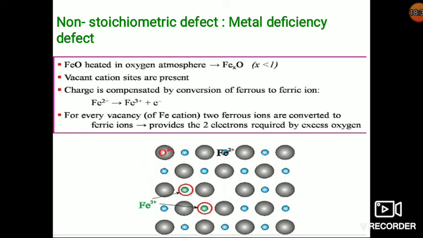Now the charge is compensated by conversion of ferrous to ferric ion. Fe2 plus gets converted into Fe3 plus and an electron. For every vacancy of an iron atom, 2 ferrous ions are converted into ferric ions, which provides the 2 electrons required by the excess of oxygen. Oxygen will accommodate the excess electrons. So that is your metal deficiency defect. Iron 2 plus is converted into iron 3 plus. So one iron 2 plus has to leave its space to accommodate 2 iron 3 plus. Thus some anomalies happen and it causes the metal deficiency defect.